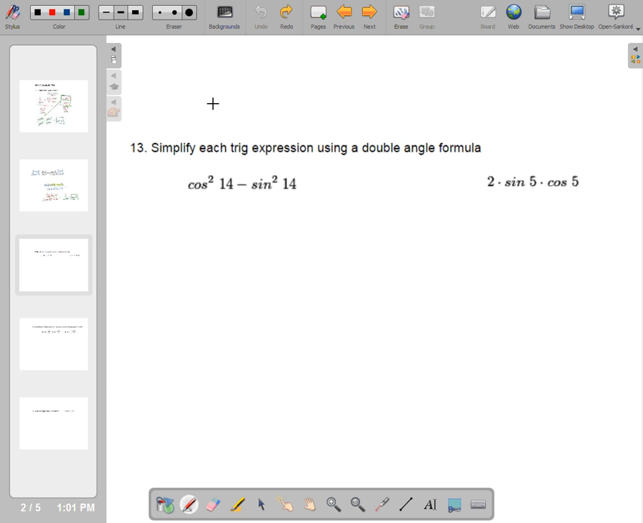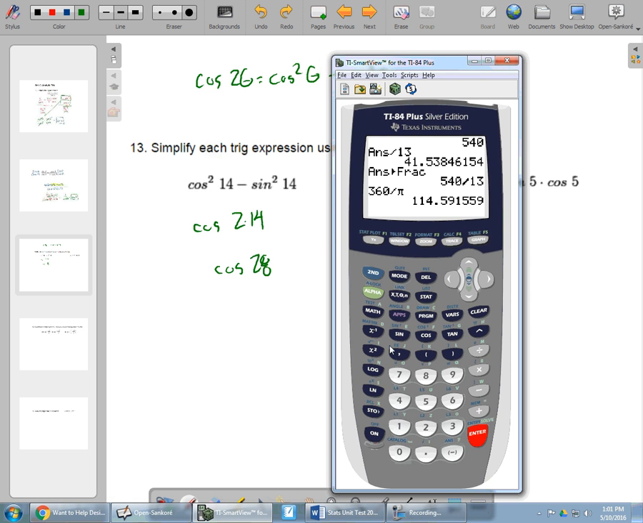Simplify each trig expression. You need to know your double angle formulas, such as cosine of 2 theta is the same as cosine squared of theta minus sine squared of theta. So when you see this, cosine squared minus sine squared, that's saying this is the cosine of 2 times 14. This is the cosine of 28. You can check this just by saying cosine of 28 and then doing cosine of 14 squared minus sine of 14 squared, and we better get the same thing. Okay, good. So you can kind of check these.